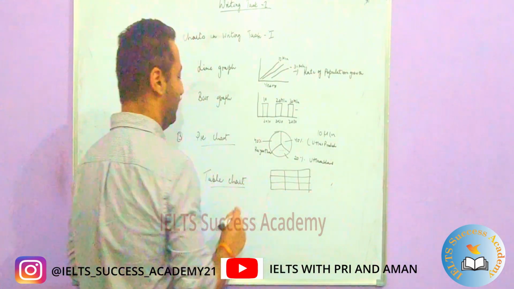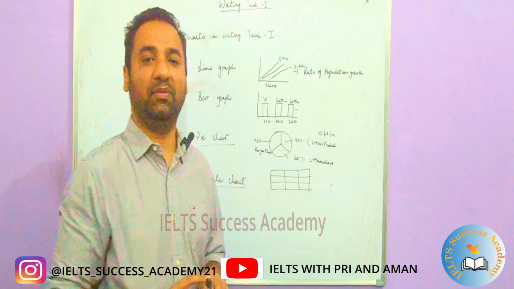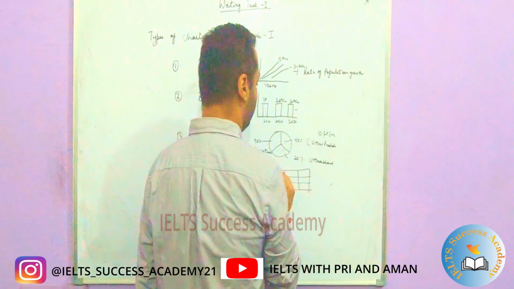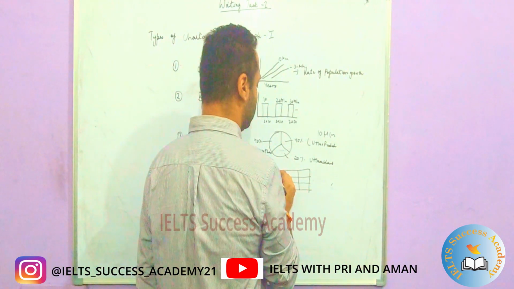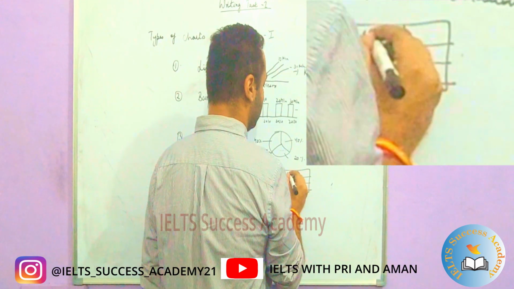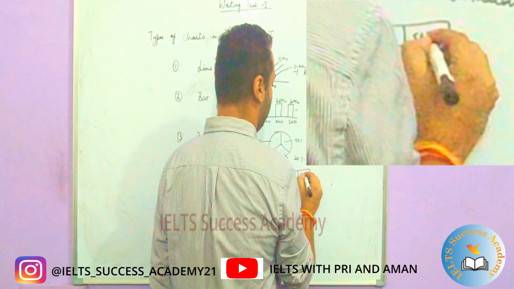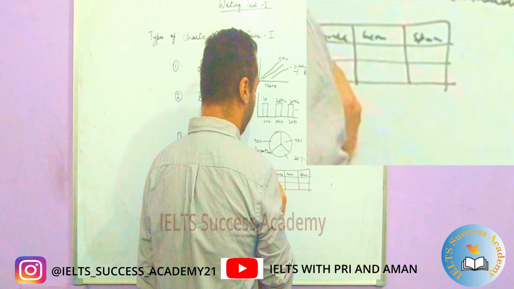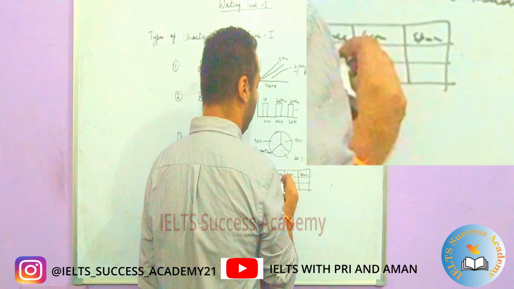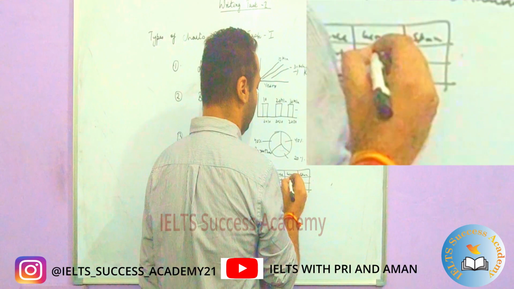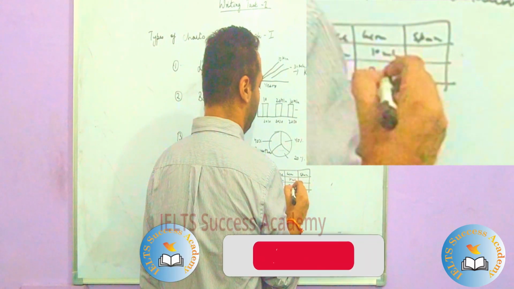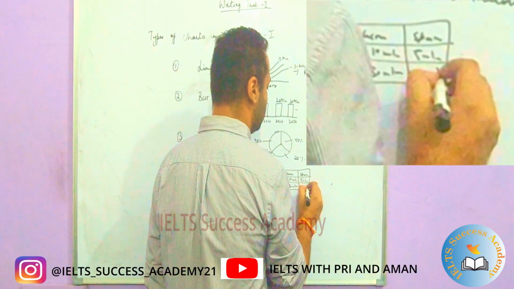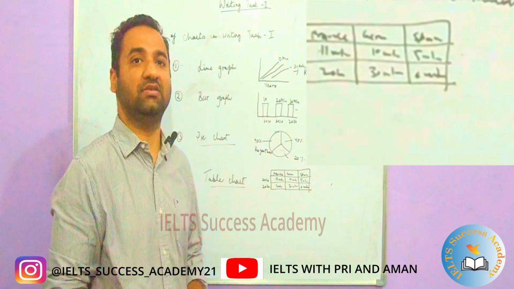Now the tabular chart. In a tabular chart, the data will be given in table format. So this could be again in terms of population, you could say France, Germany, and Spain. Again, population started in 2010, 2020. So 11 million, 20 million, 10, 30 million, 5 million, and 6 million. Something along those lines.